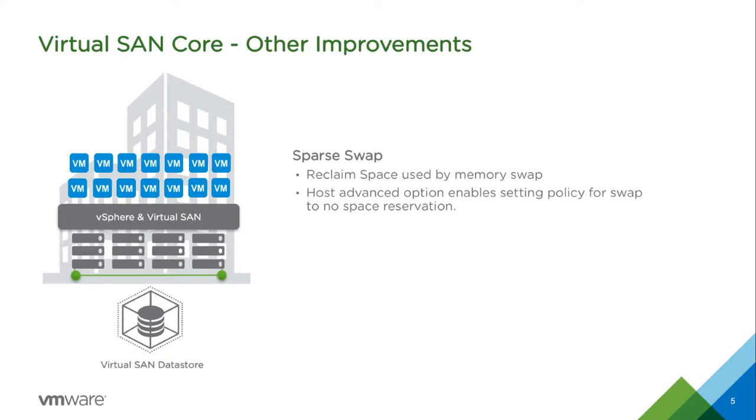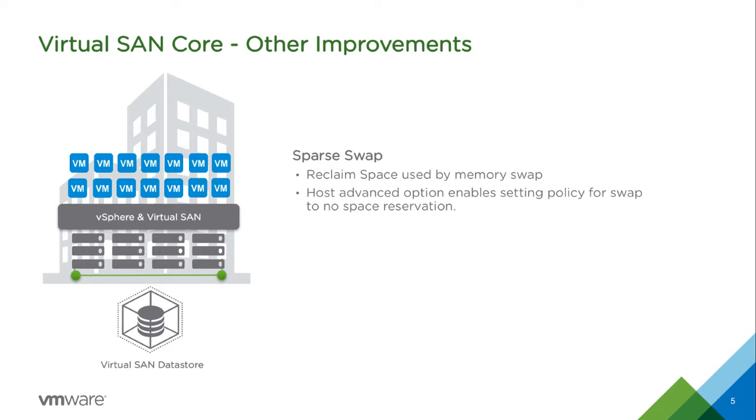When it comes to space efficiency capabilities, here's a feature that is a core component of Virtual SAN 6.2, which may not be as popular as erasure codes, deduplication, and compression, but it does deliver an incredible amount of impact and value to the consumption of storage in Virtual SAN. Sparse swap is a feature that allows you to reclaim space used by memory swap.